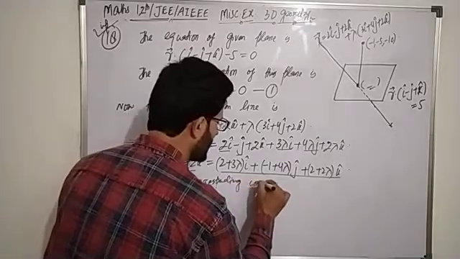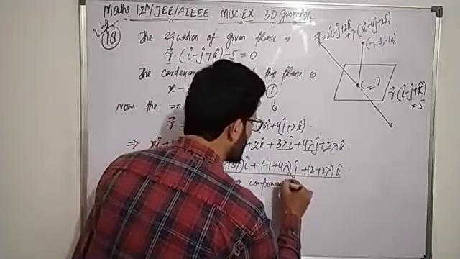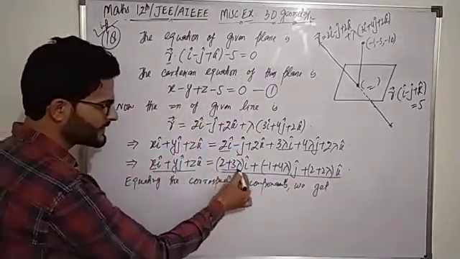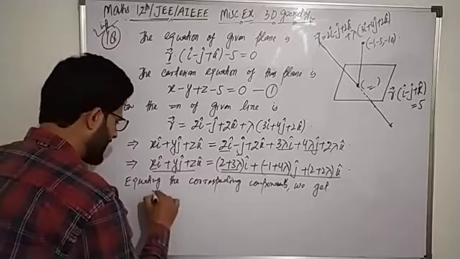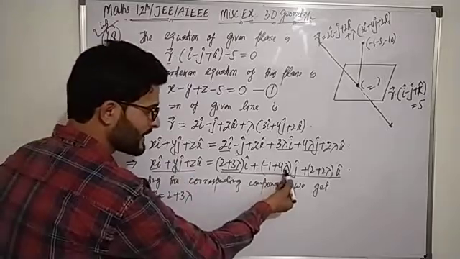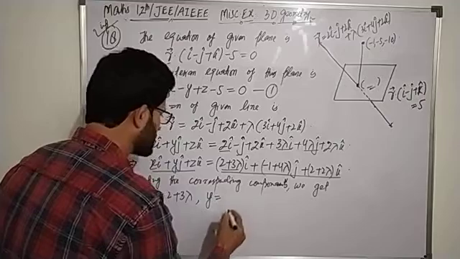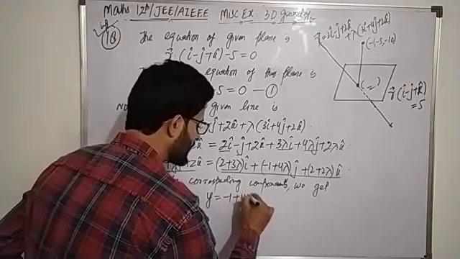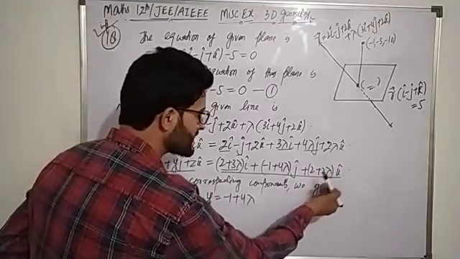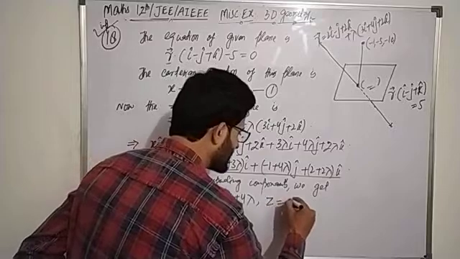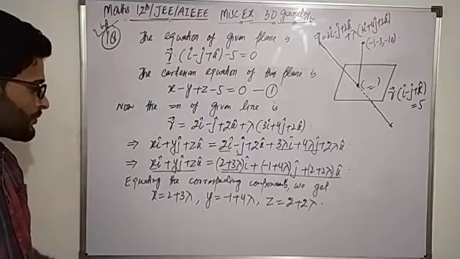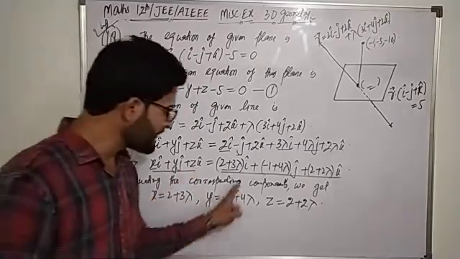corresponding components को equate कर दो. So हमें क्या मिलेगा, we get, yes, the first component x must be equal to the first component 2 plus 3 lambda. So x is equal to 2 plus 3 lambda. Y must be equal to -1 plus 4 lambda. Is that clear? And z must be equal to 2 plus 2 lambda. So z is equal to 2 plus 2 lambda. Is that clear? So we have got the value of x, we have got the value of y, we have got the value of z.